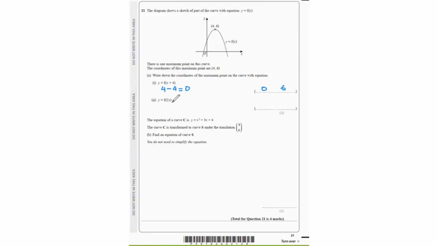Then y equals f of 2x. So that means we divide the x coordinate by 2. 4 over 2, that's 2. So (2, 6), y is again the same.